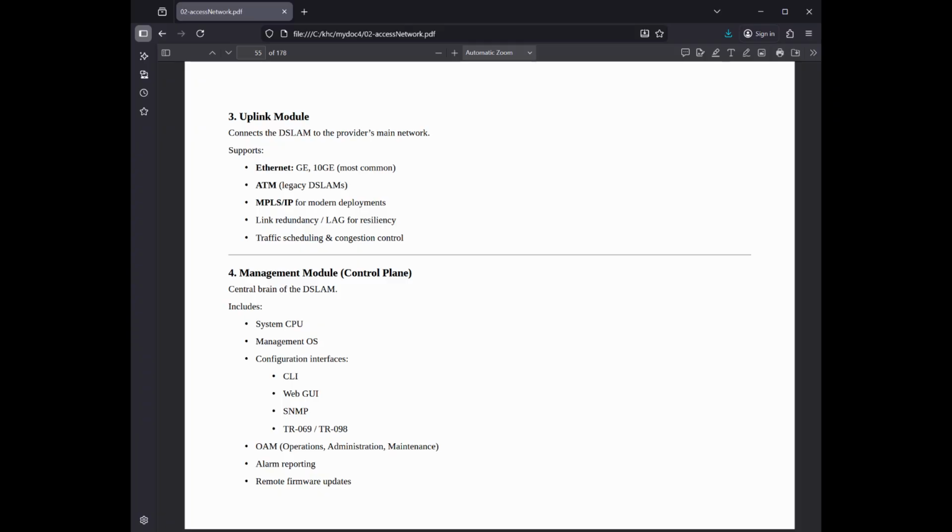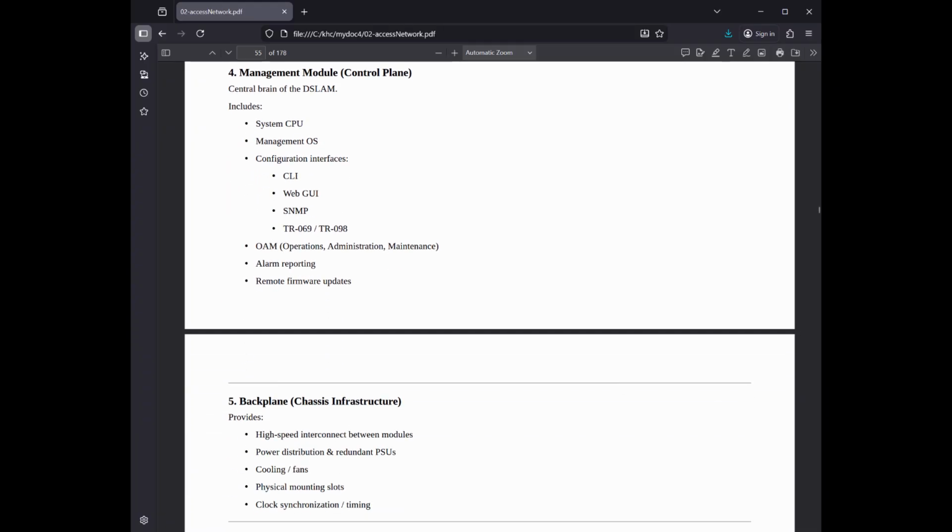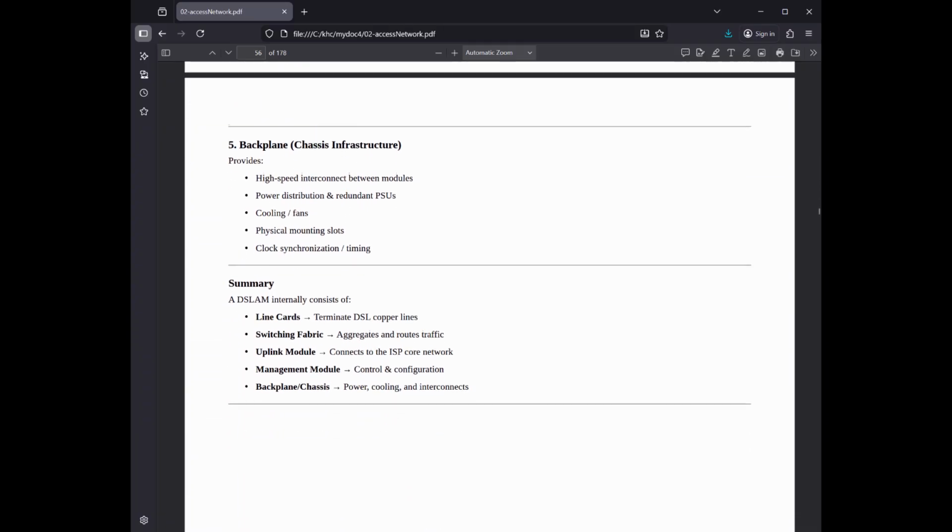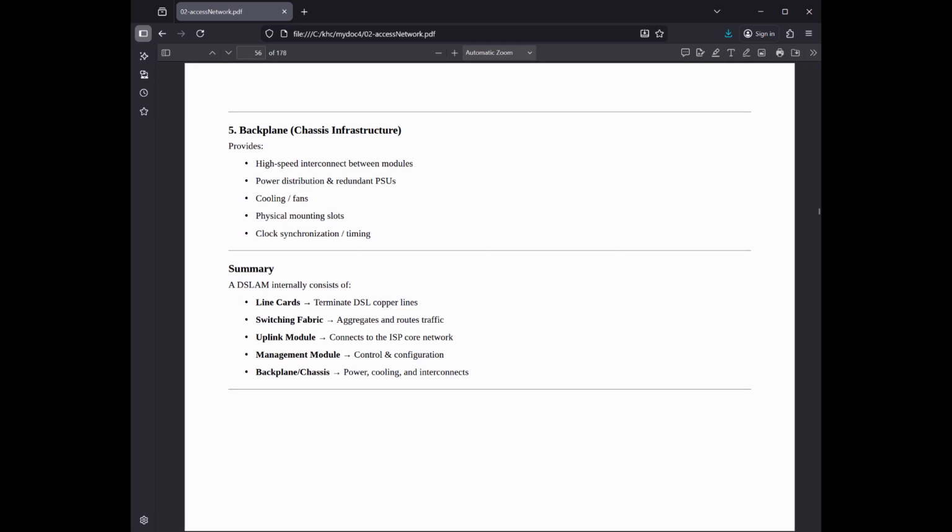5. Backplane and chassis, the skeleton. The chassis is the physical frame, while the backplane is the nervous system connecting all the modules. Chassis: provides the housing, power distribution, usually -48 VDC for telco standards, and cooling, fan trays. Backplane: a passive or active circuit board at the rear of the chassis. When you slide a line card into a slot, it plugs into the backplane. Bus speed: the backplane's capacity defines the ultimate limit of the DSLAM. A 100G backplane means the total data moving between all cards cannot exceed 100 Gbps.